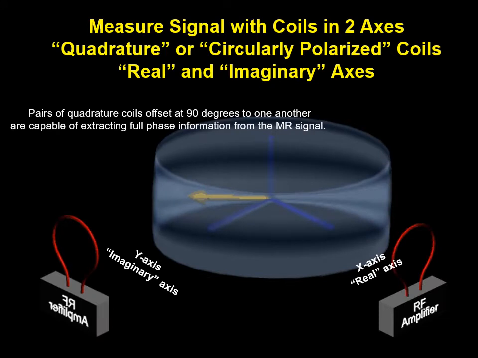Most MRI scanners actually measure the MRI signal with 2 or more coils, and when these coils are oriented perpendicular to one another, they are called quadrature or circularly polarized coils. And the convention in a lot of electrical engineering is to call the axis along the x direction the real axis, and the axis along the y direction, which is shown at the bottom left, the imaginary axis. And when you have pairs of these quadrature coils offset at 90 degrees to one another, you are capable of extracting the full phase information from the MR signal. So you can get the magnitude and the full phase of the MR signal with some relatively simple mathematics, which is going to be shown in the next few slides.